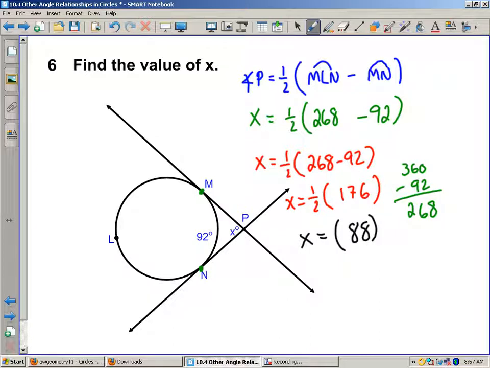I don't know why I used parentheses. It should be 88 degrees. And so if I plug this in, I should be able to just check and see if that works out. So 88, yeah, so that's what we're looking for.